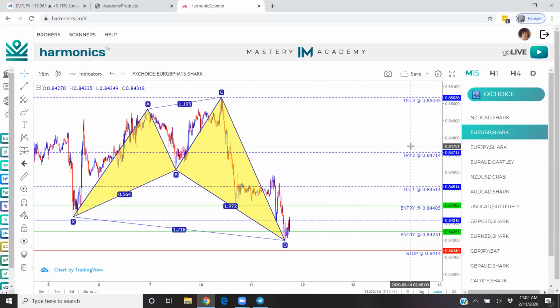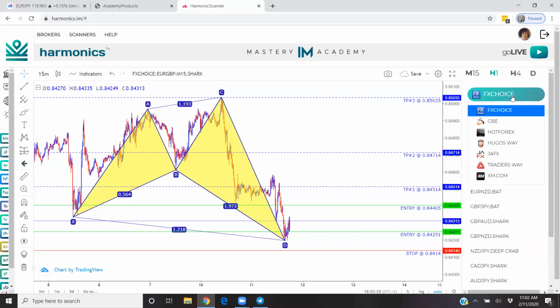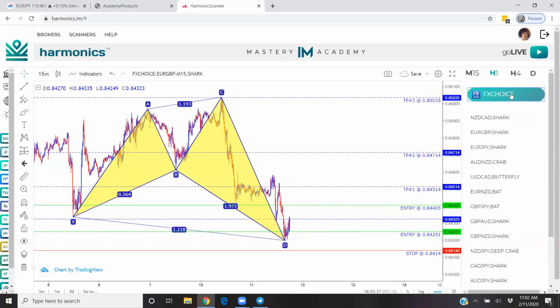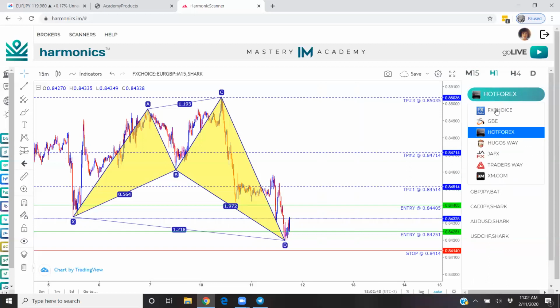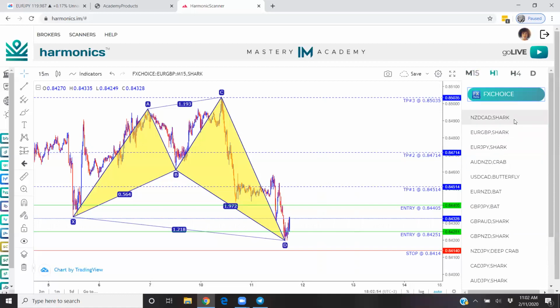I will show a trade that I actually took this morning from the scanner. I personally use FX Choice as my broker. I just like the platform, but the scanner covers several different brokers. I typically look for the trades associated with my broker, so that I know what price my broker is going to be at. But you can choose Hugo's Way or Forex Trader's Way. There are all different brokers here, and you can look for opportunities in any of them.